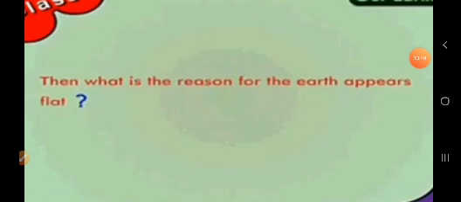Now children, the next question arises: what is the reason why the earth appears flat? If it is spherical, we have just read that the two explorers proved that the shape of the earth is spherical. Then why does the earth appear flat? Children, when we stand on the earth and look all around us, we feel as if the earth is a flat surface. So let us find out why it looks flat.